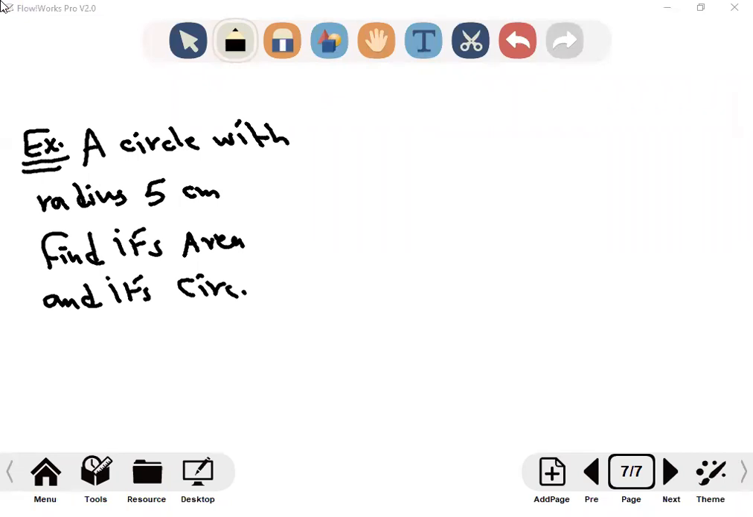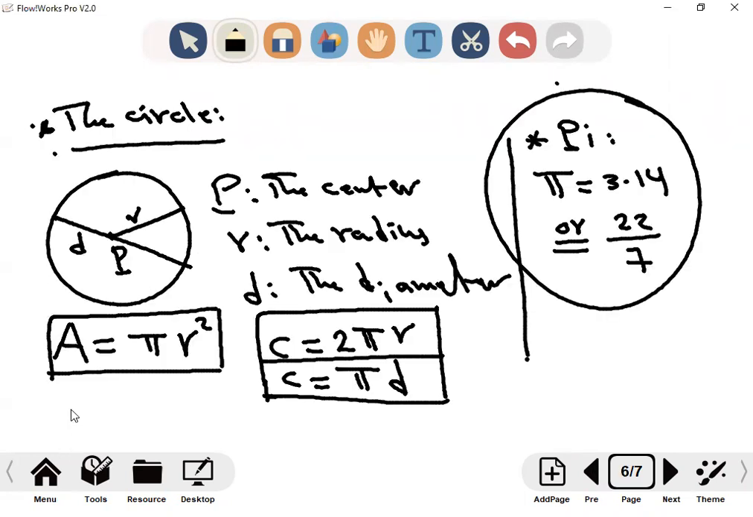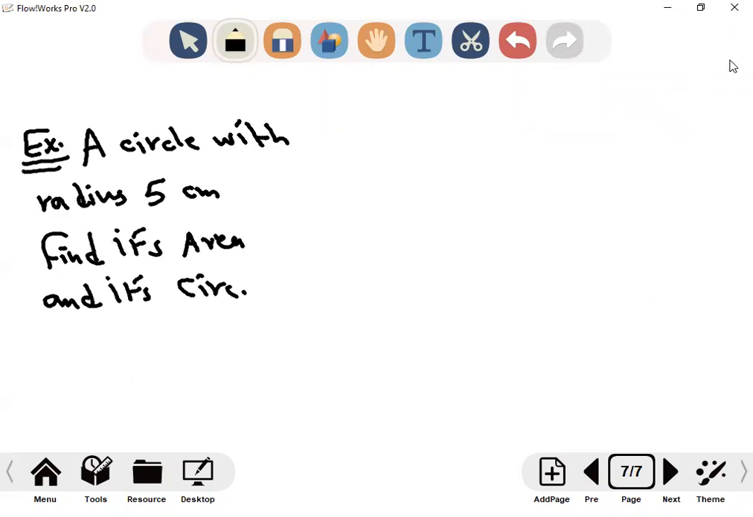How we find the area of this circle with radius 5 centimeters? We multiply the radius by pi, 3.14. What's the formula? Okay. A equal pi r to the power 2. So to find the area, A equal pi r to the power of 2.